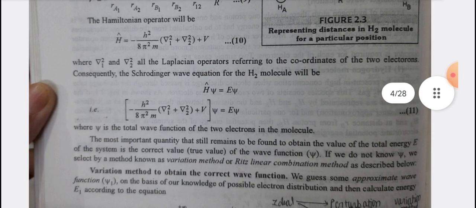The Hamiltonian operator will be H = −h²/8π²m ∇² + V, where all the Laplacian operators refer to the coordinates of the two electrons. Consequently, the Schrödinger wave equation for the H2 molecule will be Hψ = Eψ, where ψ is the total wave function of the two electrons in the molecule. The most important quantity that still remains to be found to obtain the value of the total energy E of the system is the correct, true value of the wave function ψ.